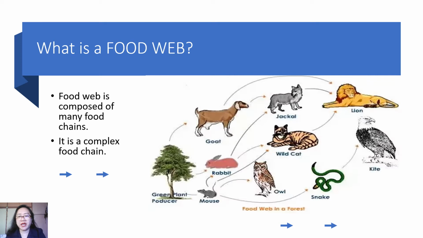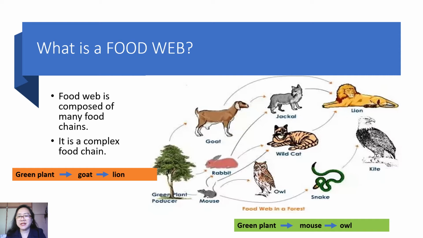Now, can you identify at least two food chains in this food web? Well, green plant is eaten by a goat, and the goat is eaten by the lion. And here's another one. Green plant is eaten by the mouse, and the mouse is eaten by the owl.